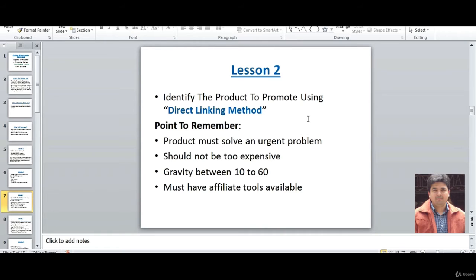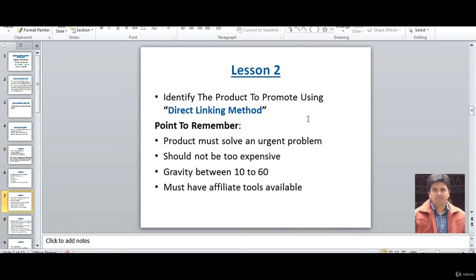So we need to choose a product which can solve an urgent problem of the visitor. The visitor is looking for some urgent solution, and we are putting that offer in front of him as a solution. So chances are he would go and buy it. The product must solve an urgent problem. The product should not be too expensive, so that the person needs to think about it twice. It should be of an average price, so anybody can go and buy it.